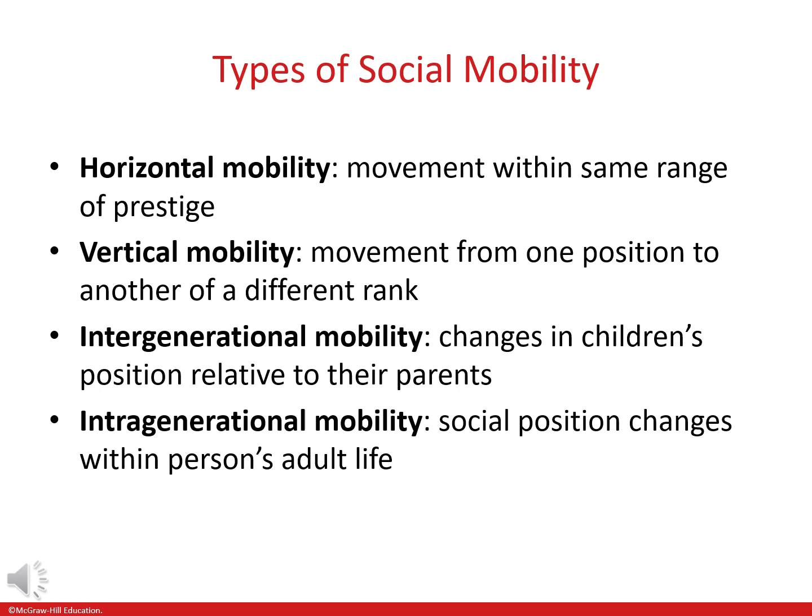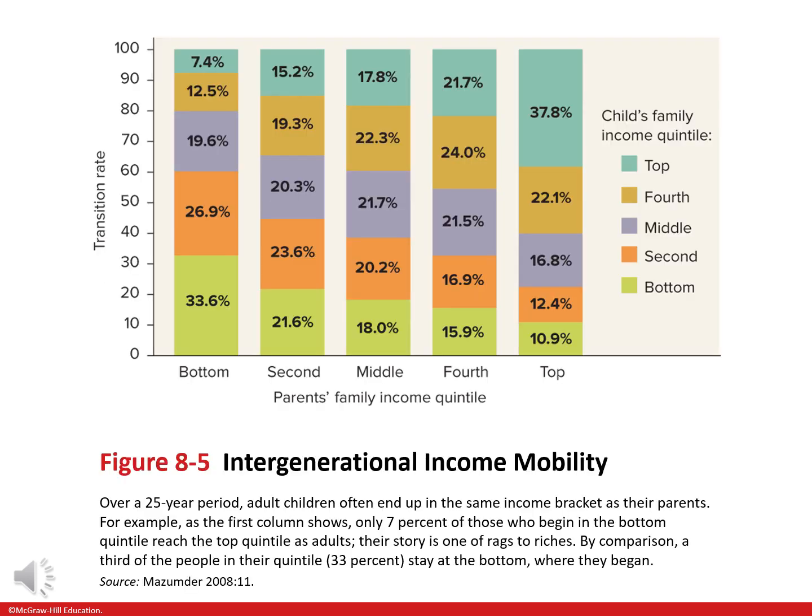And there's intragenerational mobility, and that's the social position changes within a person's adult life. So maybe like right now, you're going to school to, at least for most of you, increase your socioeconomic status. So as I mentioned before, according to some research, adult children usually don't leave their parents' income bracket. However, it does happen in some cases.